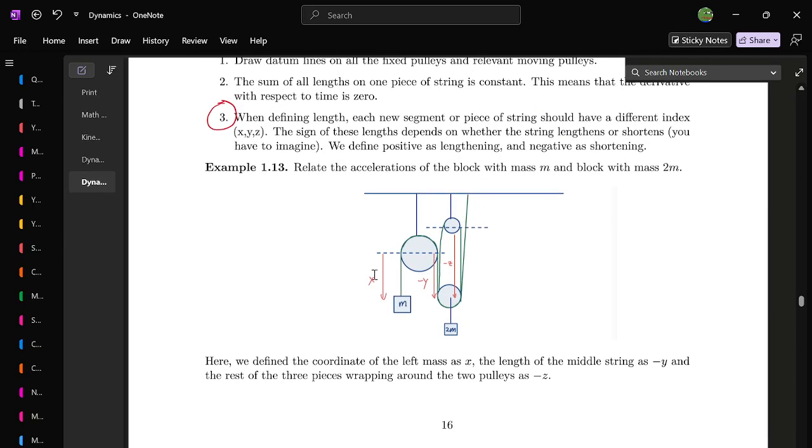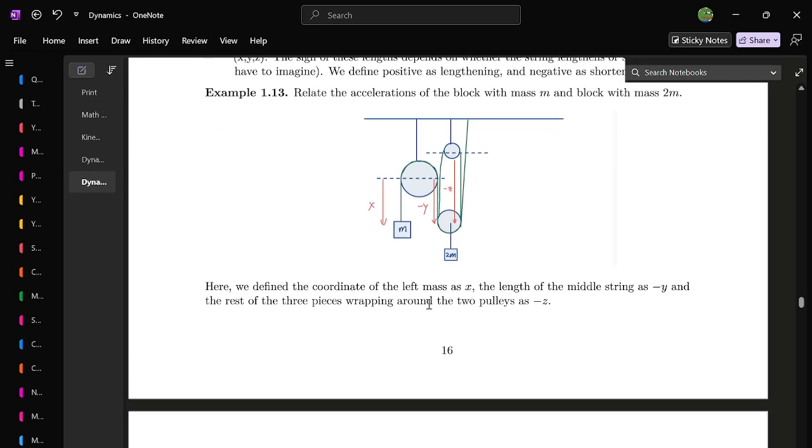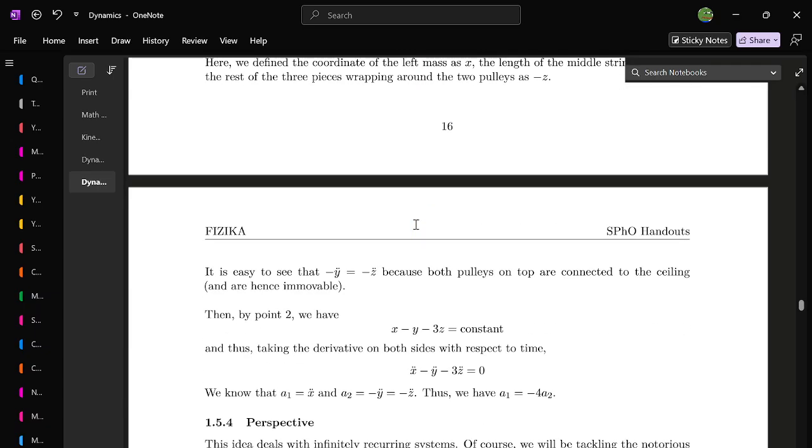So through some imagination, you can see that if m goes down, then this x will increase. Then your y and z will actually decrease. It's hard to explain this. But we can see that by defining these lengths here, you can sum up these lengths and just be a bit careful with the z because there are actually three strings there. And once you do that, you will get this constraint on the length of your string.